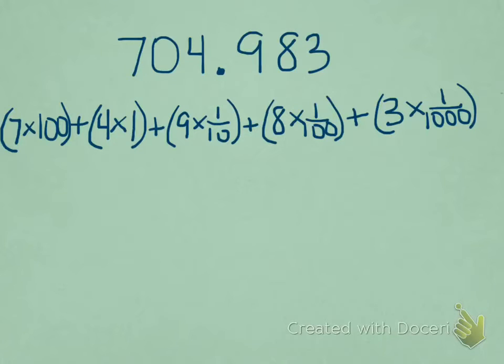And then you have the 9 in the tenths place, which is represented by 9 times 1/10th. The 8 is in the hundredths place, so we represented it by 8 times 1/100th. The 3 is in the thousandths place, which is represented by 3 times 1/1,000th. Remember to review place value and order of operations. If yours looks like this, good job. If yours doesn't look like this, go back and try and figure out where you made a mistake so that you can learn from your mistakes.